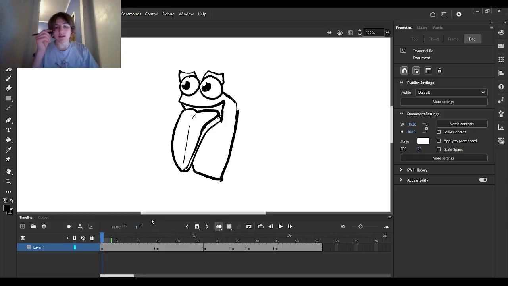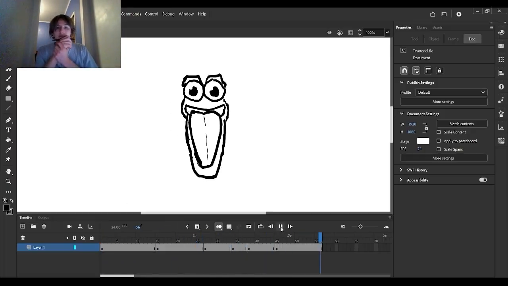So this is what we have after finishing the keyframes. Now, the next step in this process is adding in-betweens. In-betweens, as you can probably tell by the name, are the frames that go in between the keyframes.